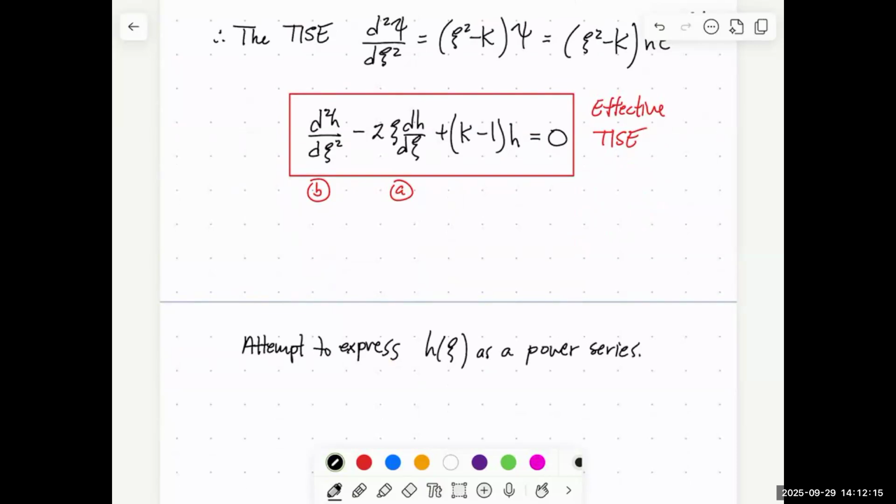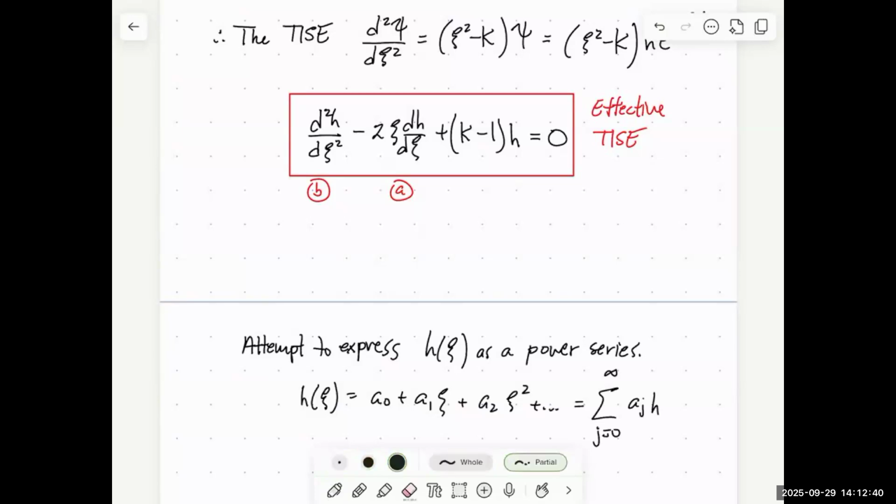So let me tell you what we're going to do before we do it. We're going to write down the power series, and it's exactly what you think it would be. Some coefficient plus another coefficient times 1 power of z plus another coefficient times 2 powers of z, and so on. And so that's just the sum from j equals 0 to infinity of a_j, sorry, not h, it's z to the power j.